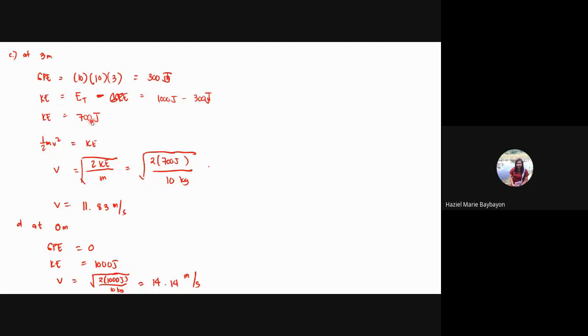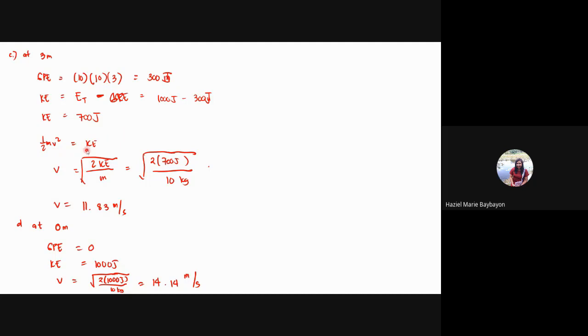So as you can see, as the boulder is going downwards on the cliff, the kinetic energy increases. Okay? So earlier, the kinetic energy started at 0. And then at 8 meters, it became 200 joules. And at 3 meters from the ground, it became 700 joules. So as the boulder goes down, the kinetic energy increases, but the gravitational potential energy decreases.